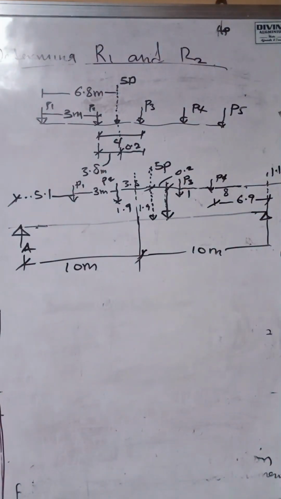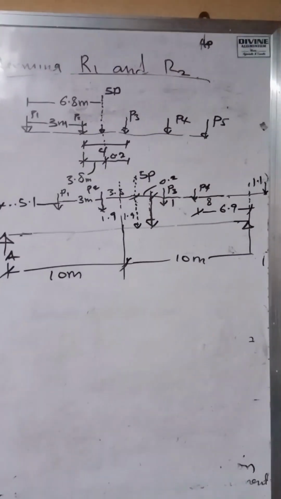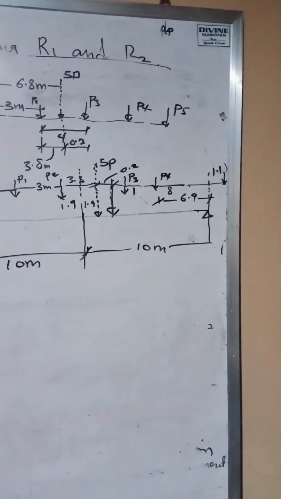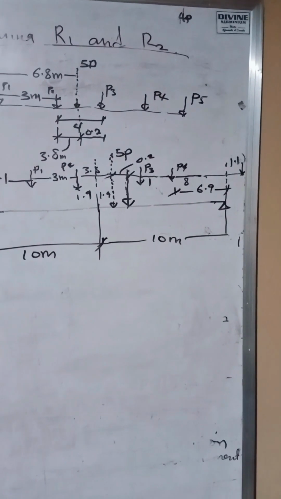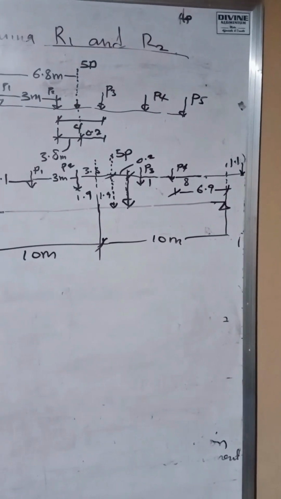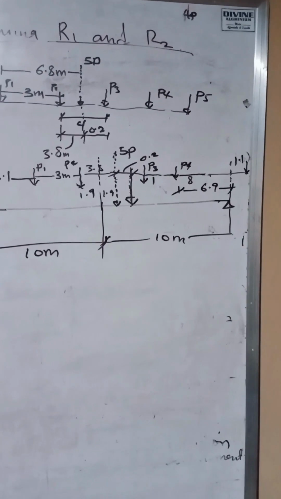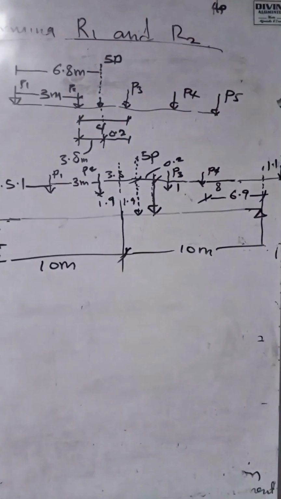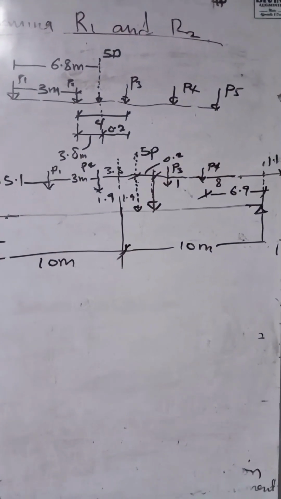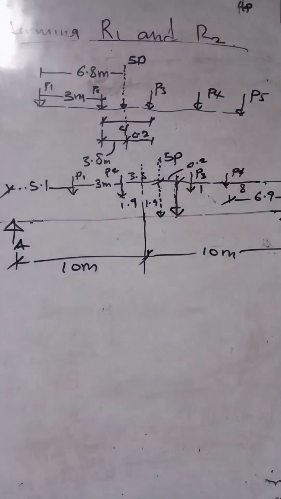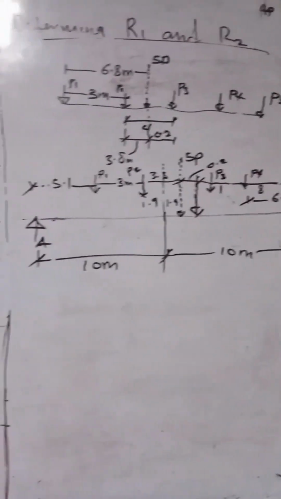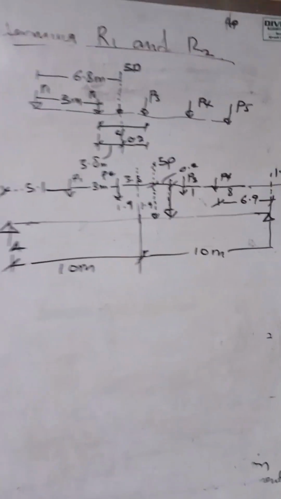So if load P5 is already out, we'll be having 6.9. So we only have 6.9 within the beam for the design. Let's go over and see how we can analyze this and design it to get the maximum moment on this particular beam.